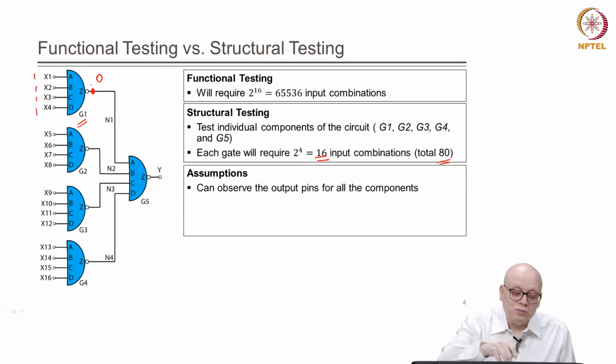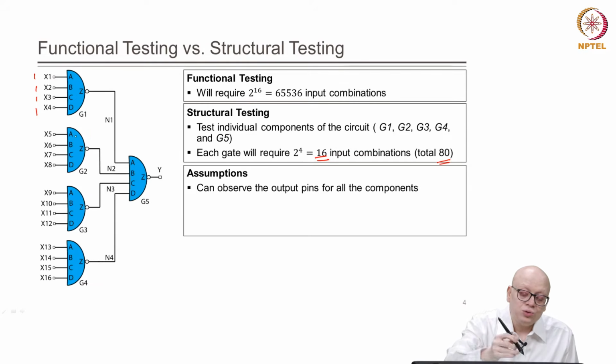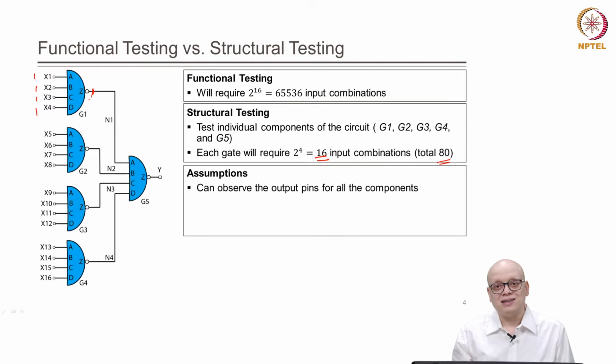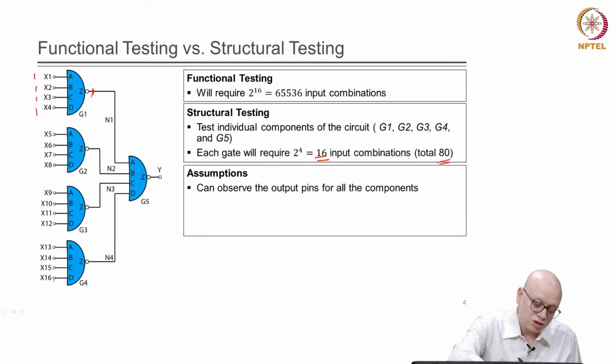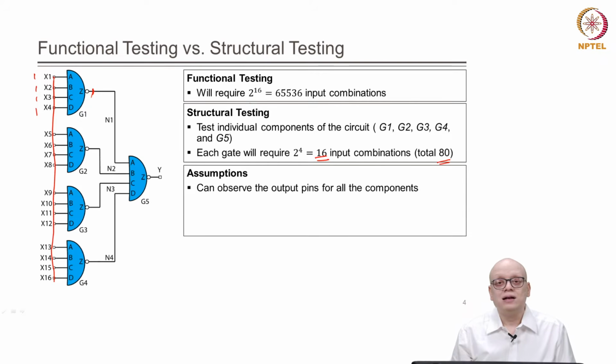But do we have a way to see or observe this signal? The answer is no. Why? Because when we apply a test pattern to our circuit, we have access to only the input ports and the output ports. So, only these points are accessible to the test equipment, and this point is accessible.